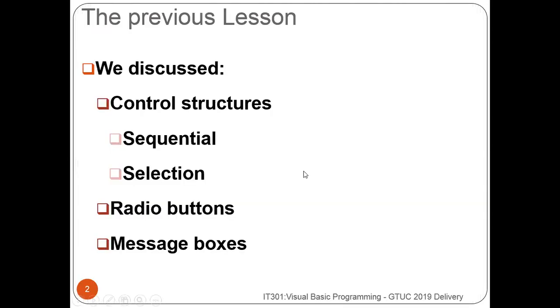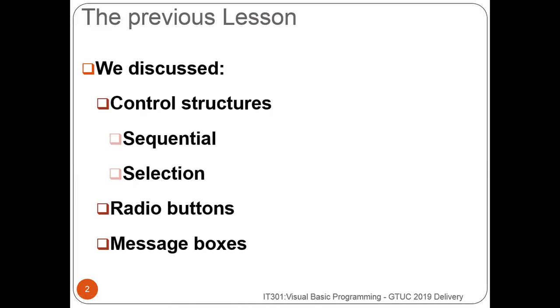For last week, we spoke about the sequential structure. We spoke about the selection structures, which included the if-else structure as well as the select case structure. And under that, we discussed radio buttons, we discussed message boxes, and then we touched on list boxes and combo boxes as well, and also talked about the numeric up-down control as well.